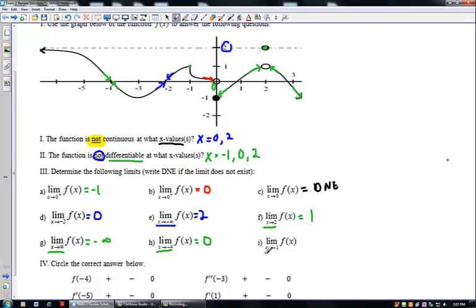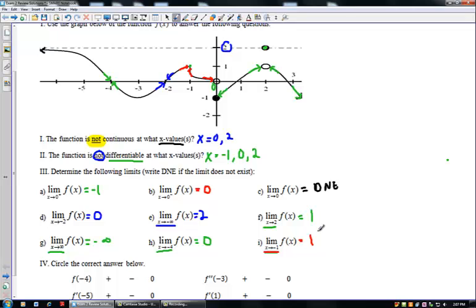And then finally, as x goes to -1, let's change colors. So as x goes to -1, what will happen to the height of the function? From the right-hand side, you approach height 1. From the left-hand side, you approach height 1, so the answer must be equal to 1.